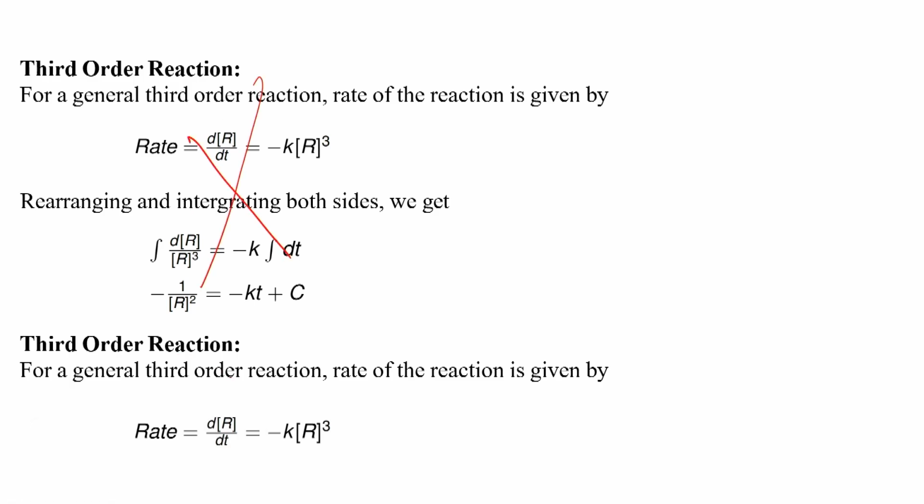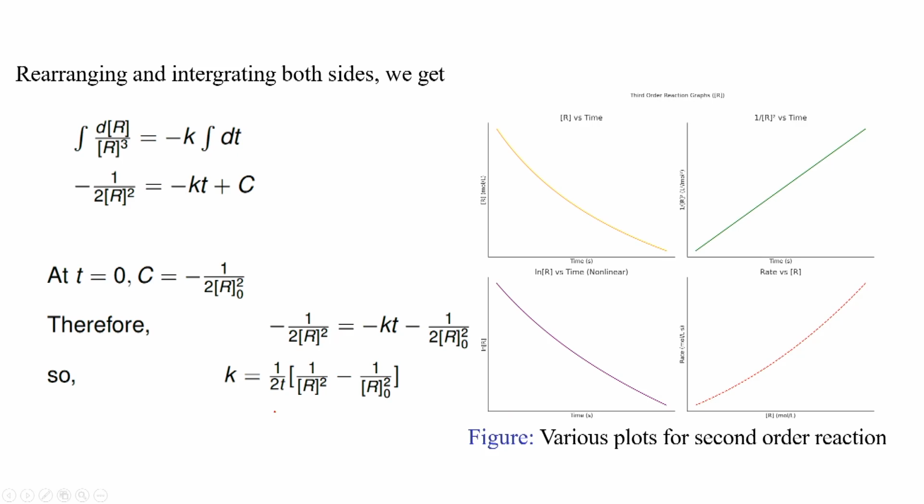So we will start the third order reaction from here, and then at t goes to 0, the value of c is this. Now you substitute the value of c from here to here like before, and we arrive at this expression. So the rate constant k is 1 by 2t times 1 by concentration of r raised to the 2 minus 1 by concentration of r naught raised to the 2.